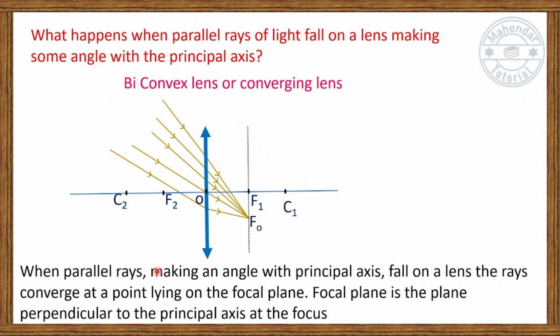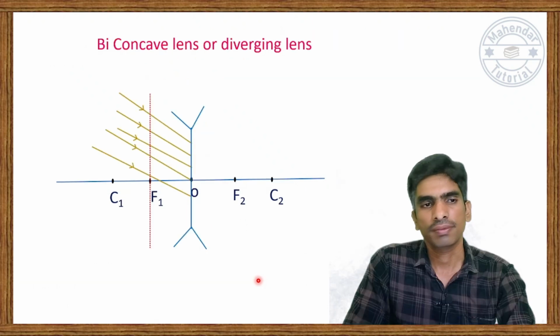So when parallel rays making an angle with the principal axis fall on a lens, the rays converge at a point lying on the focal plane. Focal plane is the plane perpendicular to the principal axis at the focus. So here F0 is the image. Here is the image formed. So when the rays are making some angle with the principal axis, the image is formed on the focal plane.